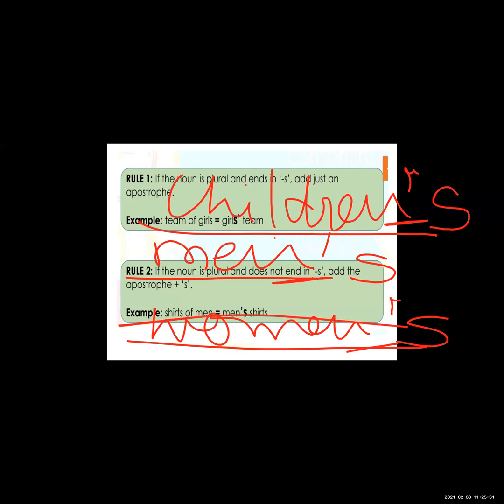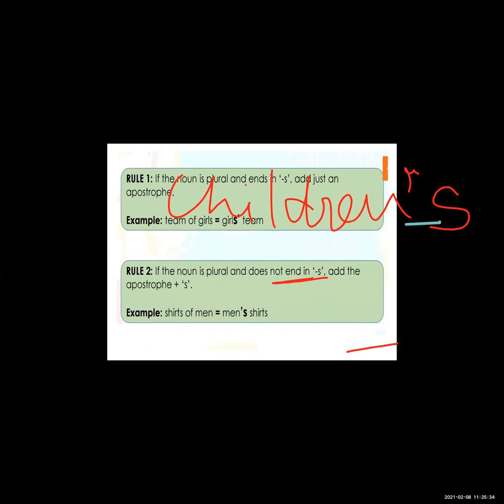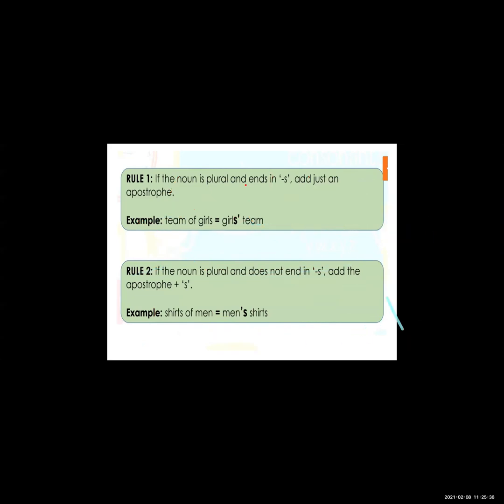Okay, see the example over here: shirt of men. If you have to write this in short form, how will you write it? Men's shirt, men's shirts. But see, men is a plural noun but it does not end with s, so at that time you will add apostrophe s.